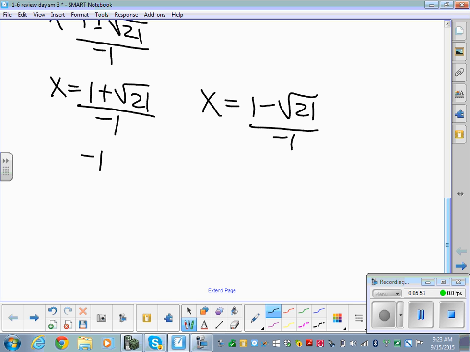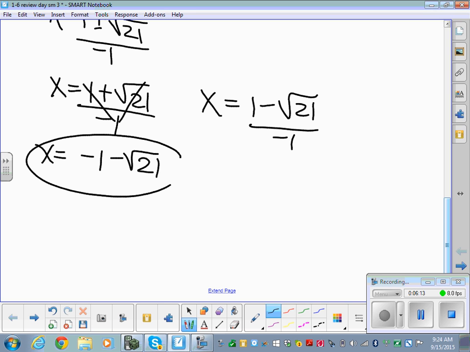1 divided by negative 1 is negative 1. And then what's positive square root of 21 divided by negative 1? Negative square root of 21. Does everybody see how I did that? Divided that by negative 1 and that by negative 1. Getting it like this. There's one of my answers. That's how they write it on an ACT. That's how they write it.